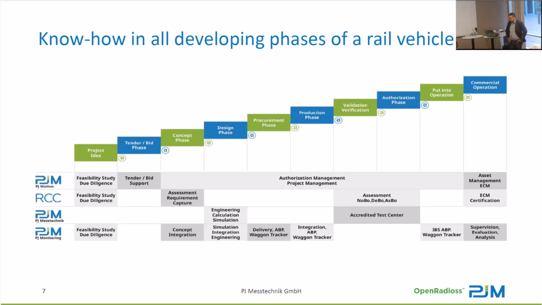When we talk about trains, we have to know that it's a regulated field. So you have many steps until you get a commercial operation of your trains. We start with a project idea. There, mostly three of our companies are dealing with it, and at the end we have a commercial operation. That means we can go on track with our trains or with customer trains or whatever. We work in all of these fields.